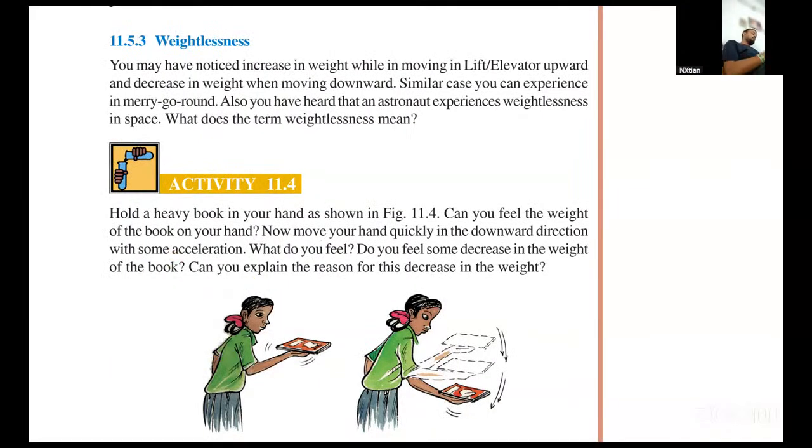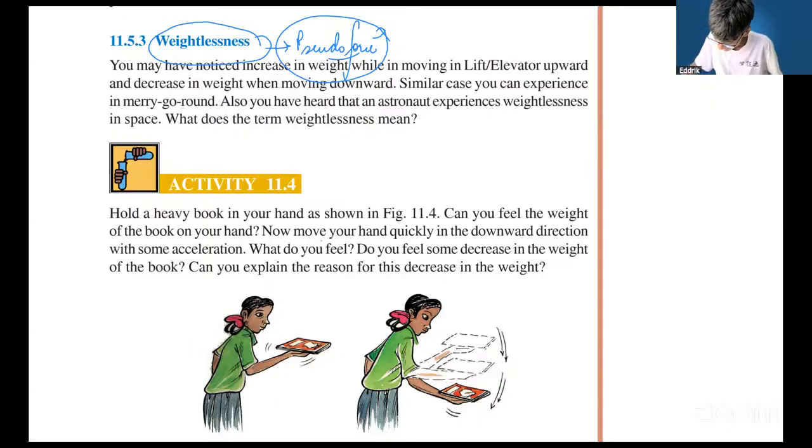Okay, now we will learn about weightlessness, which is also called pseudo force. Did you go in an elevator? Everyone is from Bangalore and the big cities, so everyone went to the mall and the elevator. When the elevator starts, when it gives you a jump, like when it starts going up or down, you feel something uncomfortable, no? Like for a fraction of a second. So basically, that is called pseudo force.